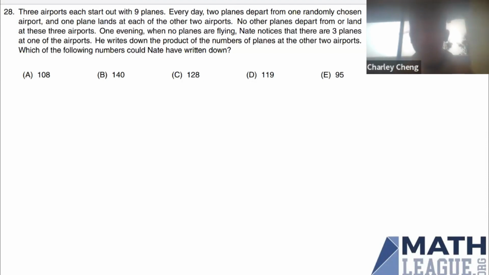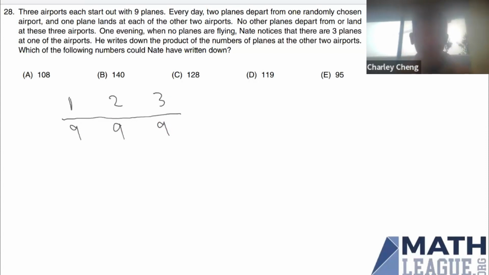Okay, so the first thing that we want to do for a lot of these questions is to just play around with it and see what's going on. So let's say we have 3 airports. Let's just number them 1, 2, and 3. And the question says each airport starts out with 9 planes. So we have 9, 9, and 9. This is our first day.